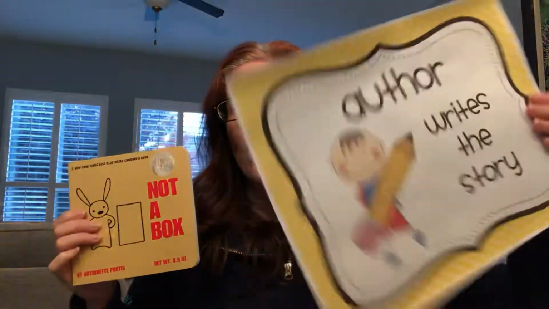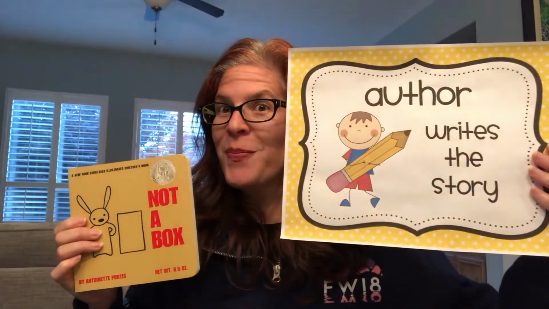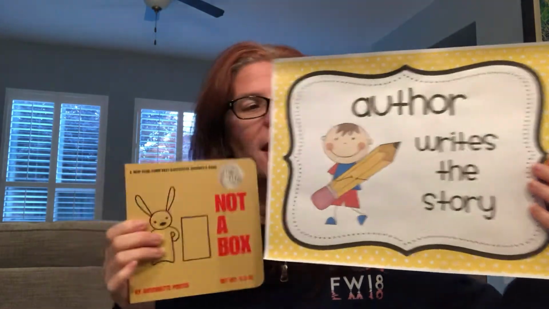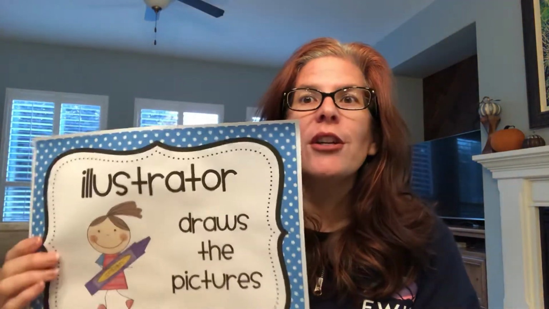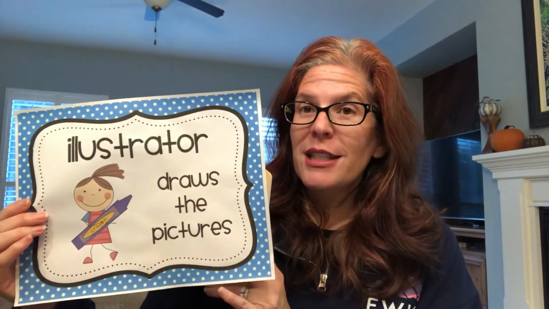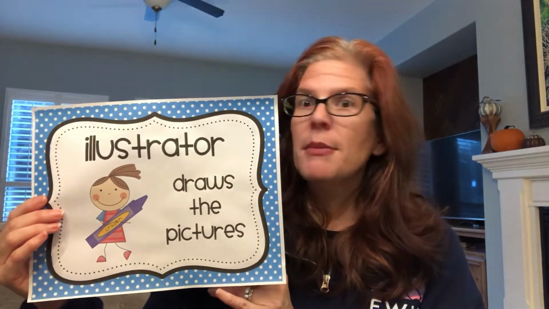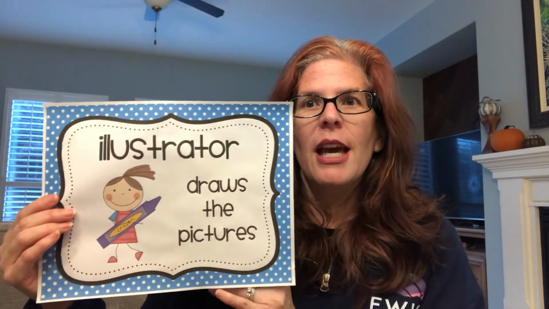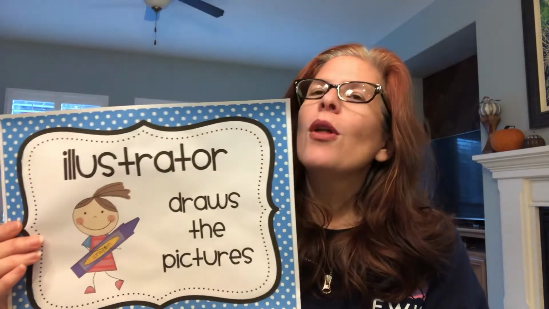Always on a book are two important people. One person is called the author. And what is the author's job? To write the story. So I always have little posters up with a little pencil. Yep, the author's job is to write the story. And another important person in books is the illustrator. Sometimes the illustrator is the same person as the author, and sometimes it's a totally different person. And what does the illustrator do? Well, they draw the pictures.